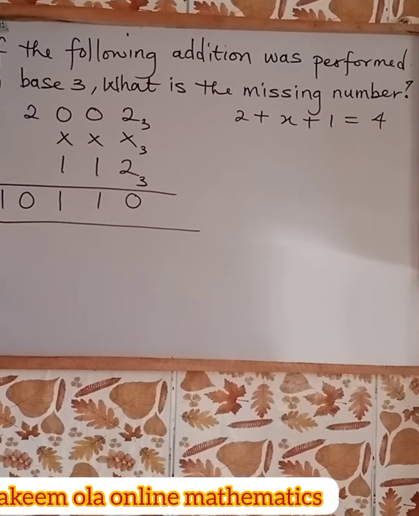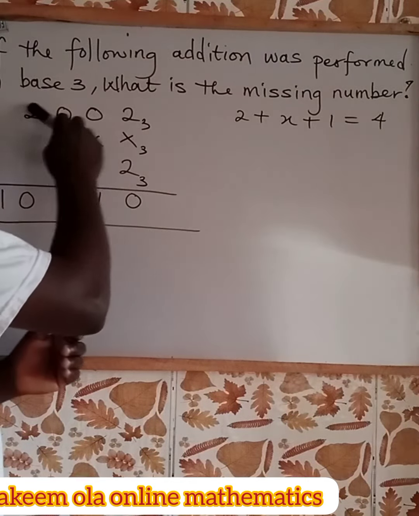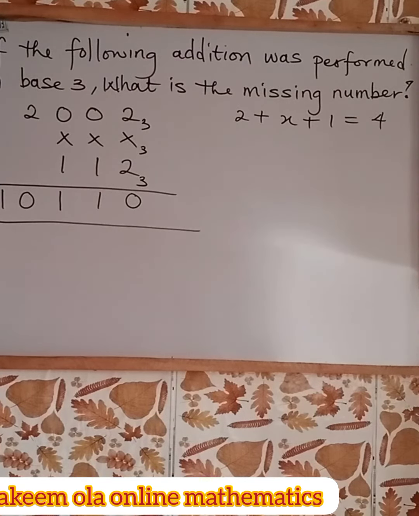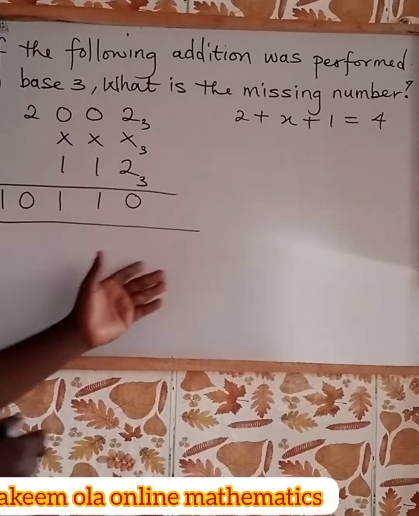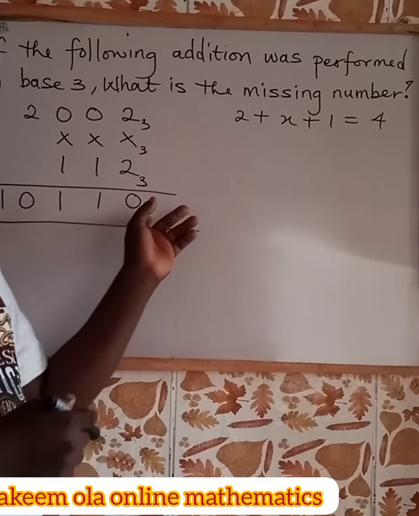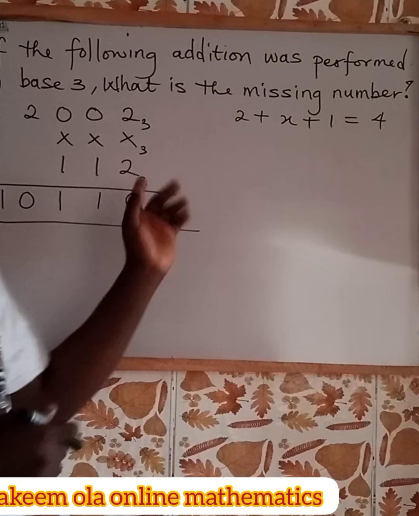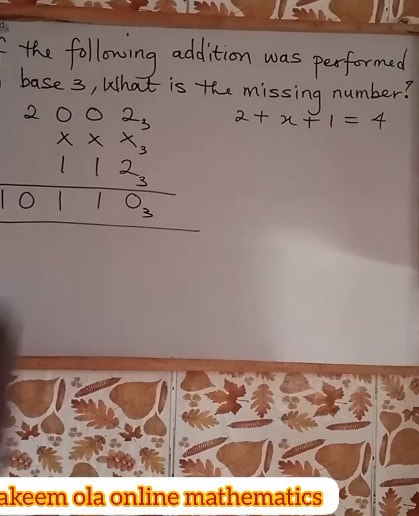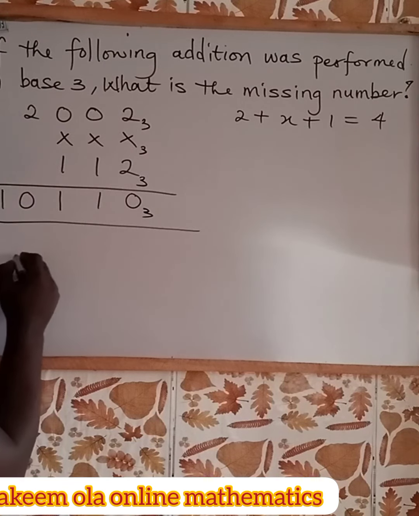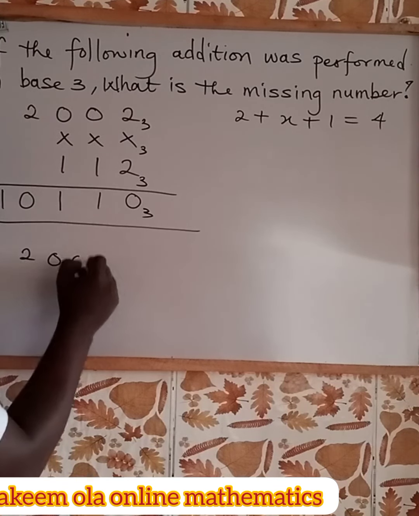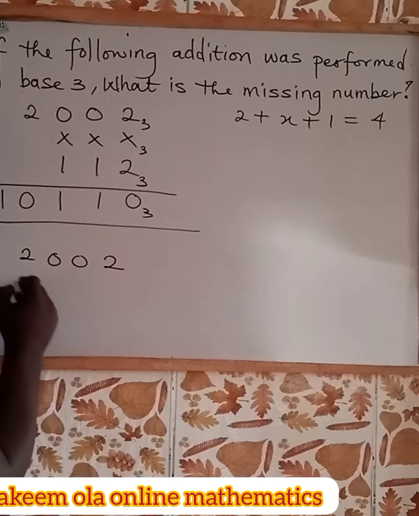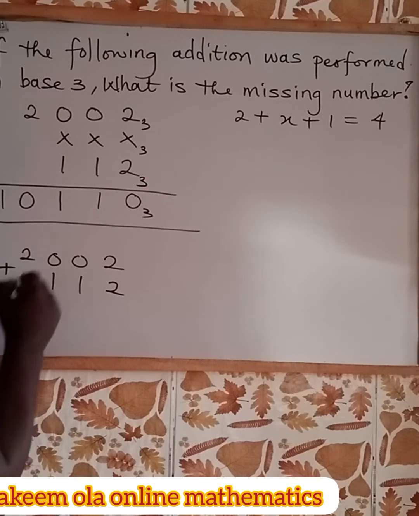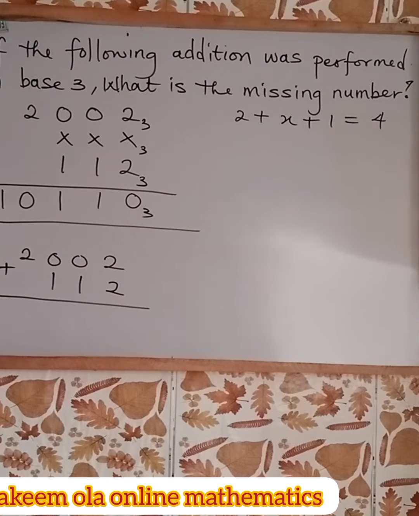For us to solve it, we are going to add the first one and the third one together. When you get the answer to the two of them, you will now subtract that answer from the 10110. Then you get your final answer. This is what I'm saying. That means we are going to have 2002 base 3 plus 211. We first add the two of them together since it is addition.